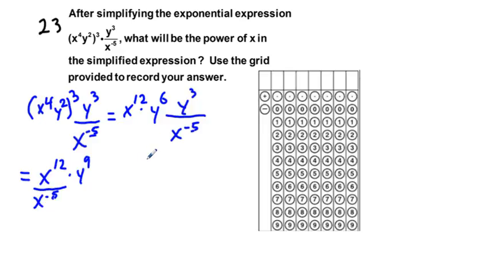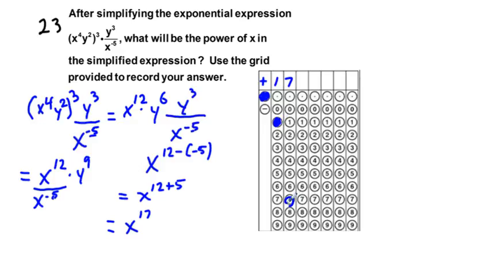Well, what we have is the answer for the power of x is going to be x to the 12 minus negative 5, which equals x to the 12 plus 5, which equals x to the power of 17. So our correct answer is plus 17. Here's the 1 here, and the 7 is down here.